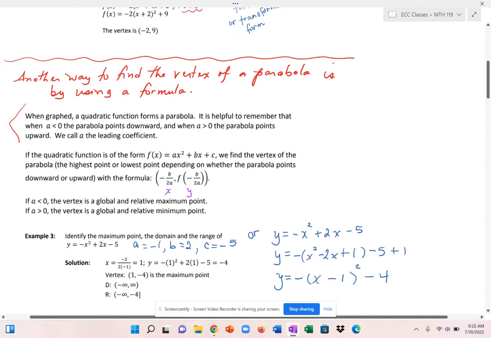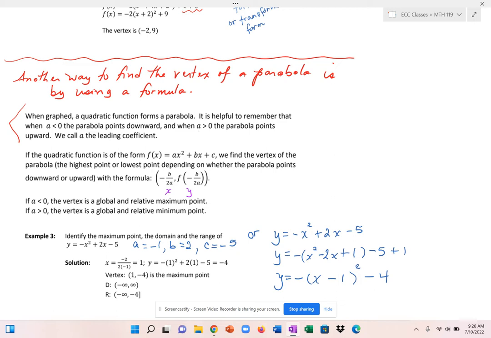And again, like I said in earlier problems, when your parabola is an upside down U, you're going to have a maximum point. And when your parabola is facing upward, when a is positive, you're going to have a minimum at your vertex. Okay, so here I want to identify the maximum point and the domain and range of y equals negative x squared plus 2x minus 5. This will be an upside down parabola. When they're asking for a maximum point, they're really just asking what the vertex is.